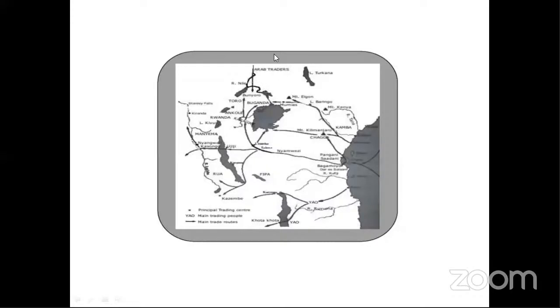The moment, let me see from the chat. Mary has also given us the right answer. Okay, thank you. It involved the Arabs from the north. You can see they came to Bunyoro. Then you can see Bunyoro, Buganda around there.